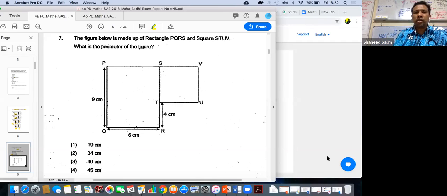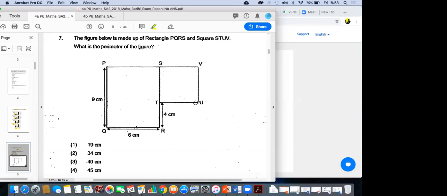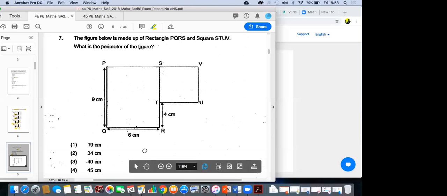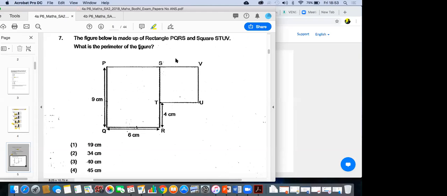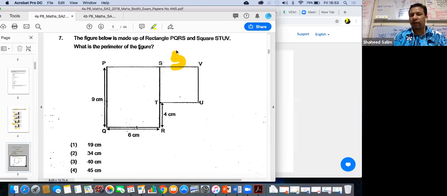Now you got to ask yourself, what is the length of the square? Shafiqah, what's the length? Answer is number 3. What about the length of the square? 5. Okay. How do you know it's 5?